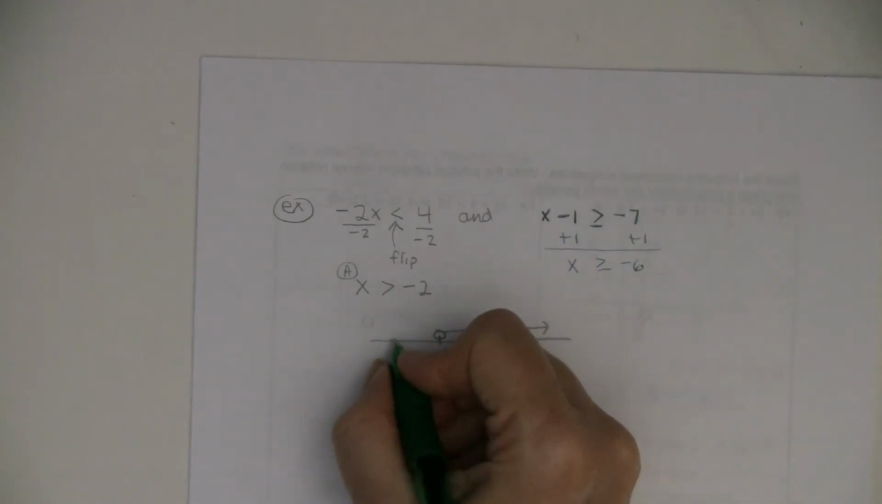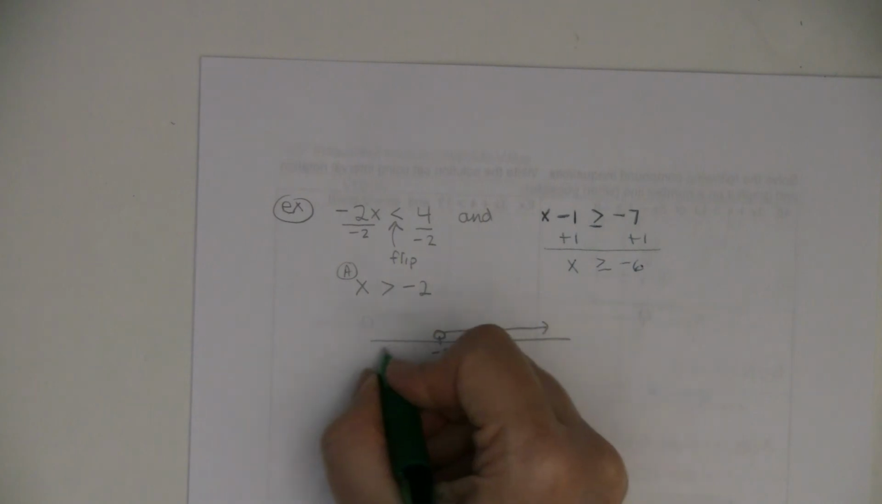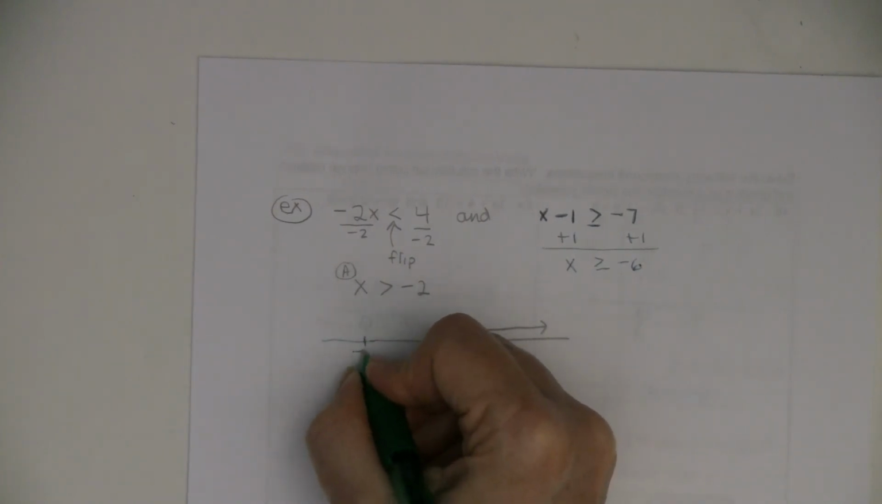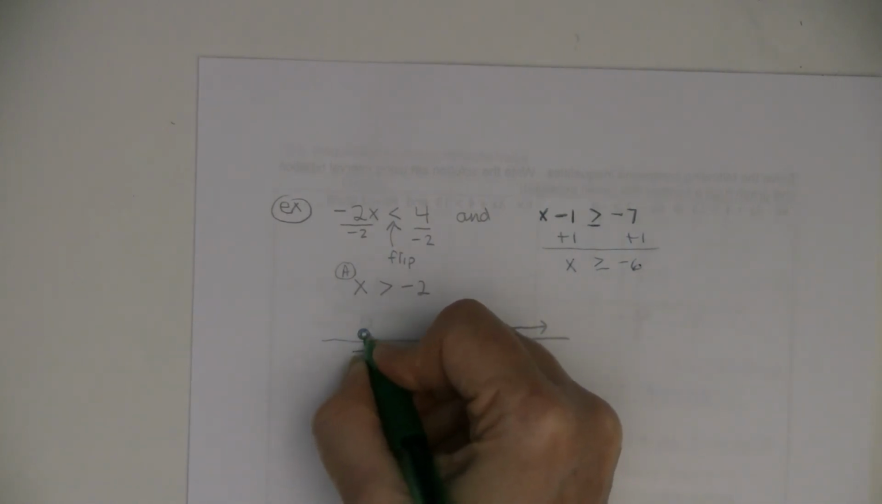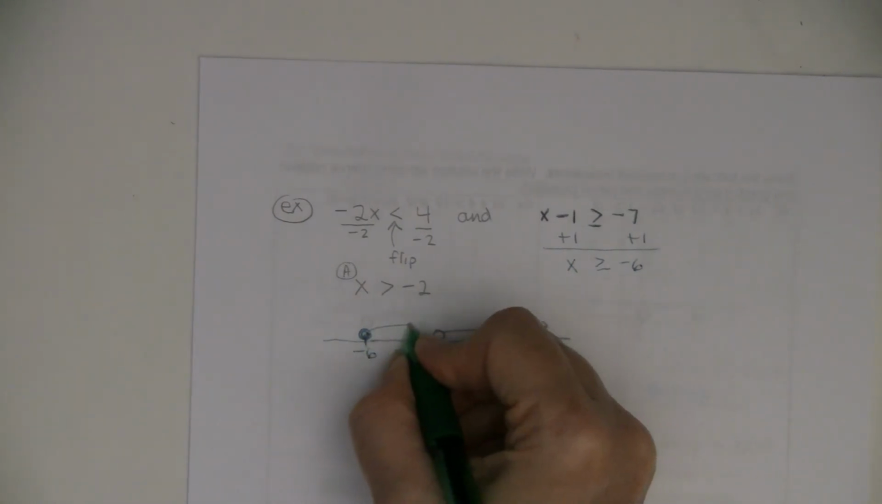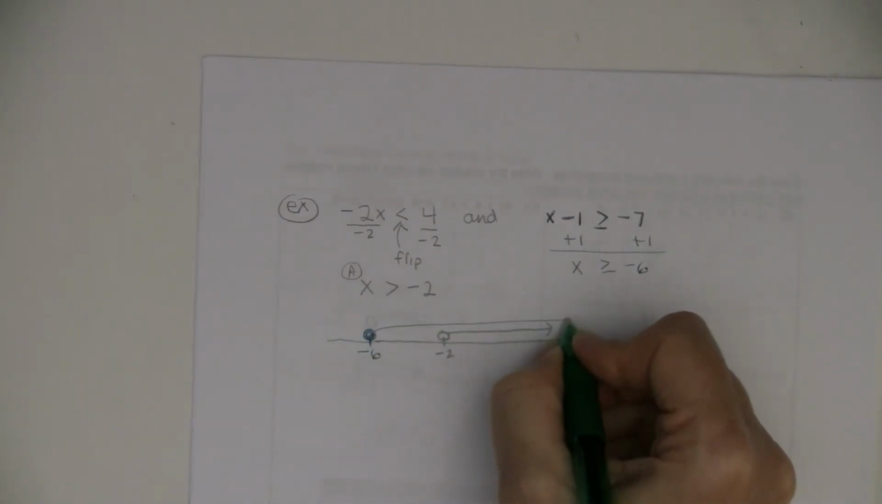So I'm going to come over here on my number line. Now -6 is smaller than -2, so I'm going to extend my number line a little bit. I'm going to put -6 on here, and because it's or equal to, I'm going to put a solid circle. And it says x is greater than, so I'm going to make my arrow go this way.